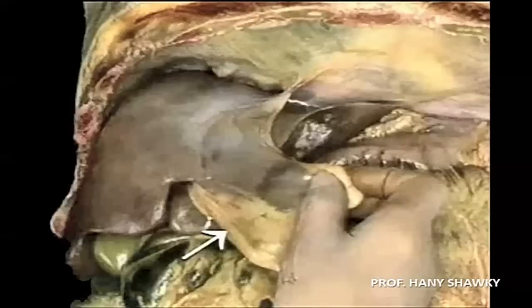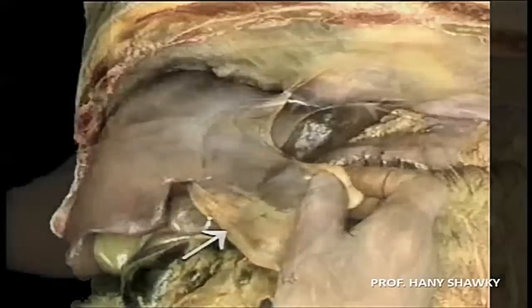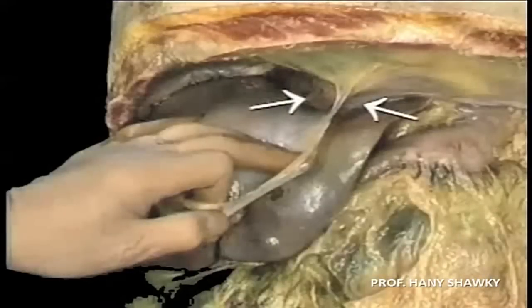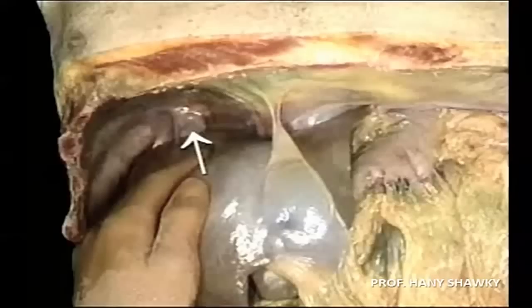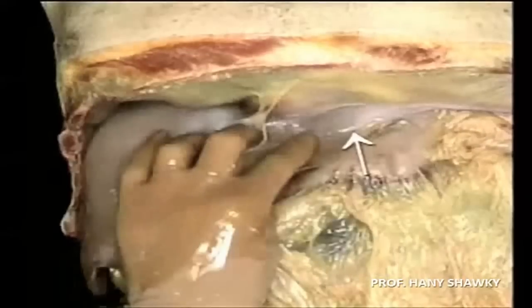This is the falciform ligament of the liver containing the ligamentum teres at its lower border. These are the coronary ligaments. This is the right triangular ligament connecting the right lobe of liver to the diaphragm. And this is the left triangular ligament connecting the left lobe to the diaphragm.